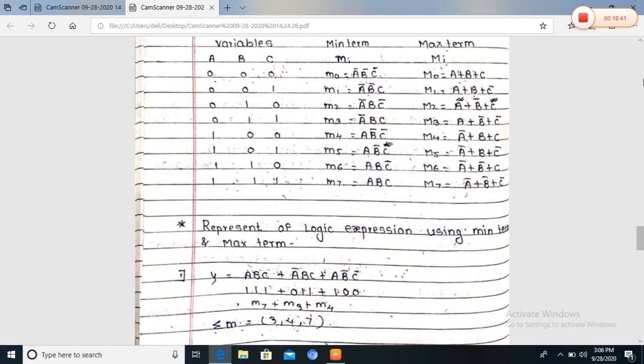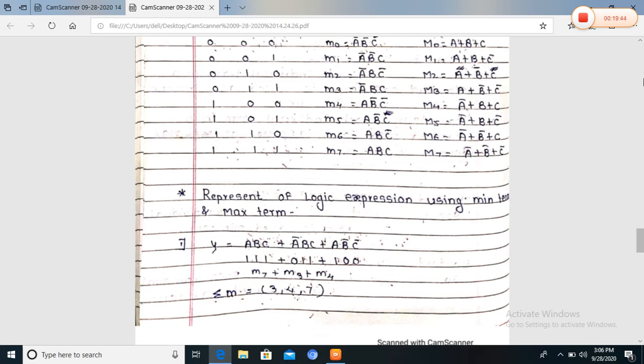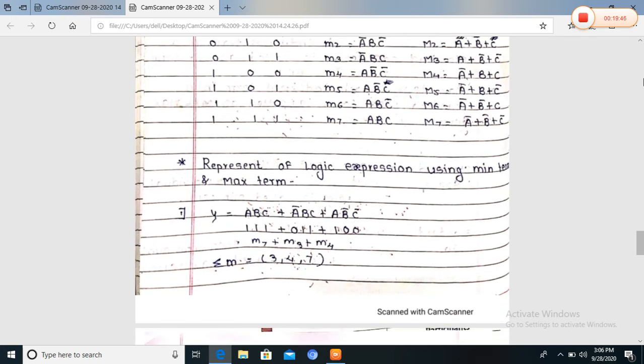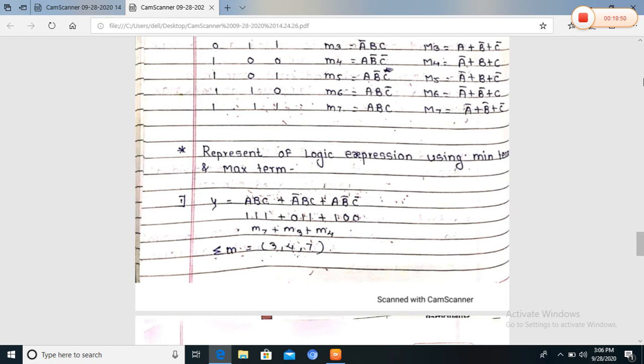The first example represents the logic expression using minterm and maxterm. The expression is y equal to abc plus a bar bc plus a b bar c bar. So this expression is a standard SOP expression. If the expression is a standard SOP, then it is represented as minterms. If the expression is in standard POS form, then it is represented as maxterms.